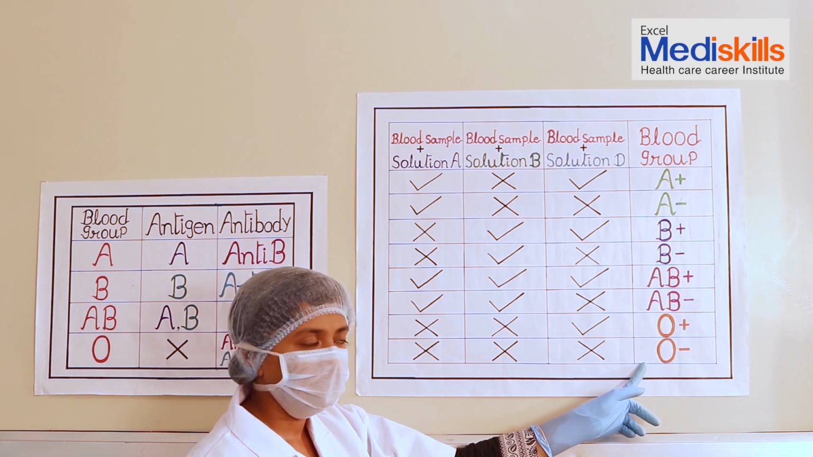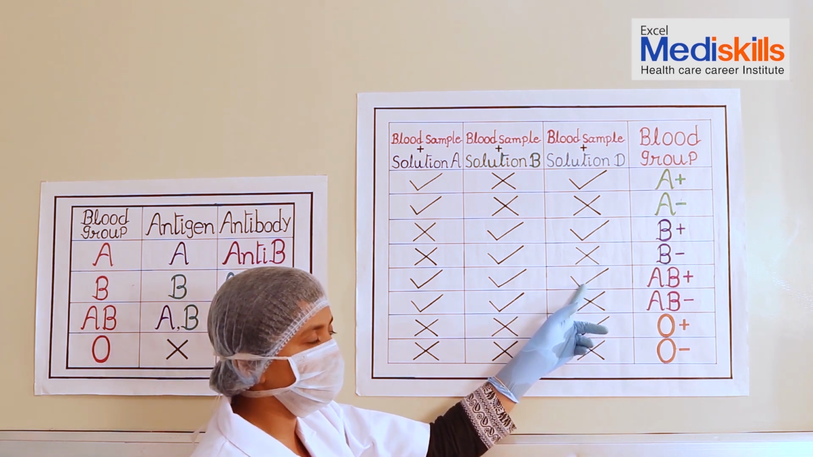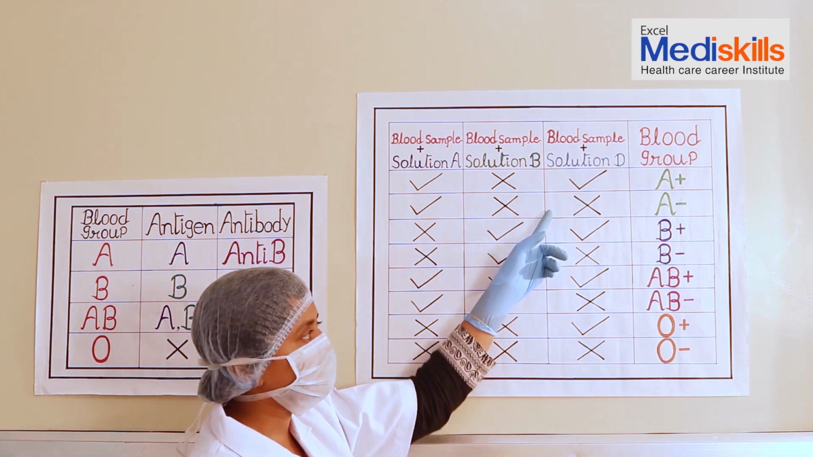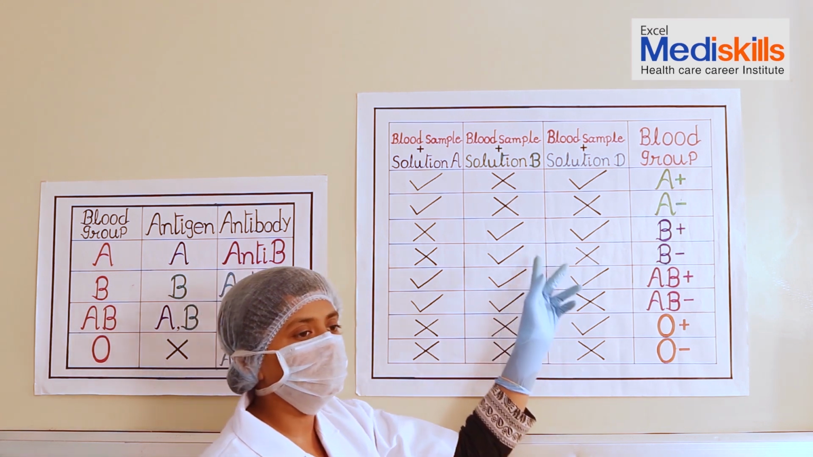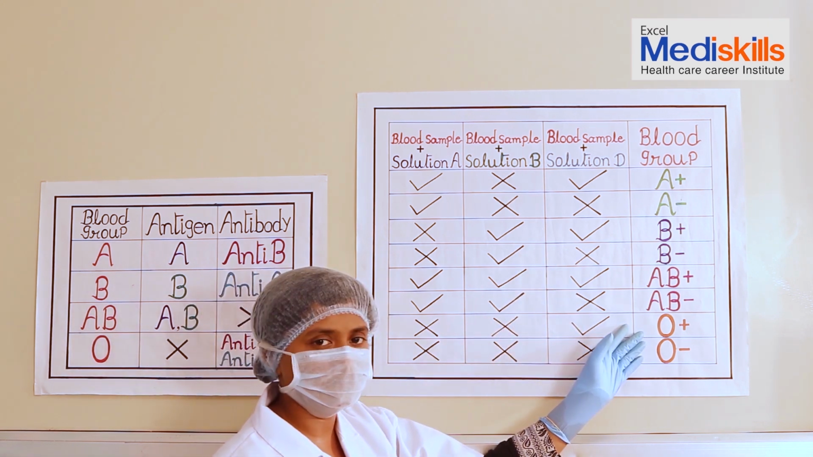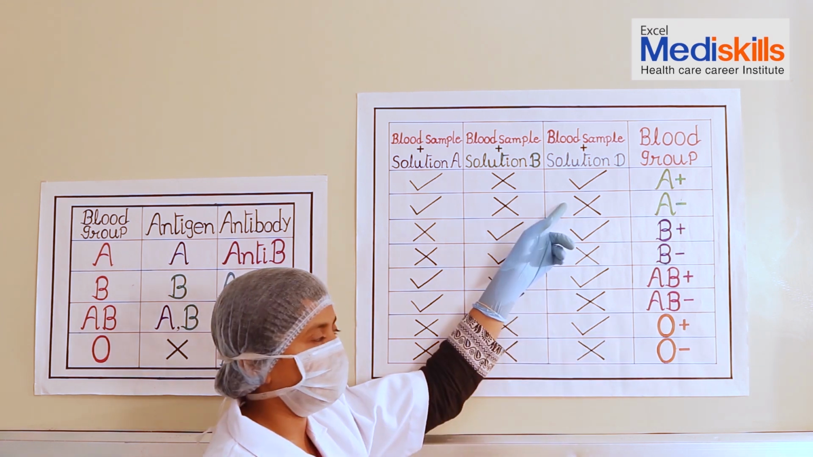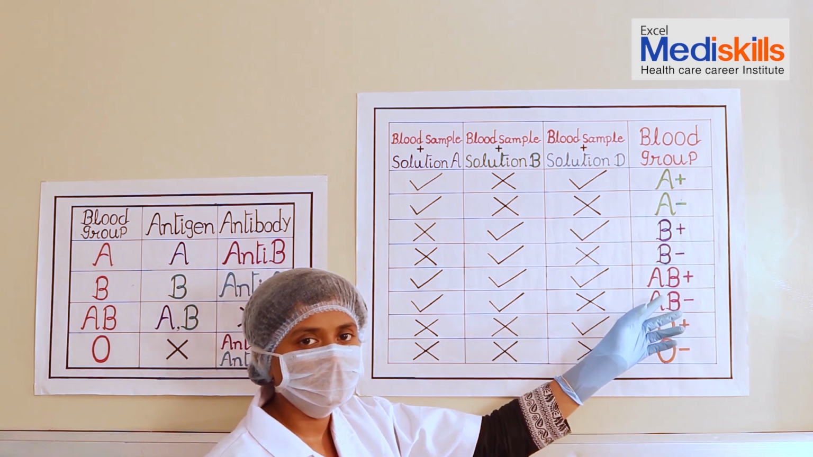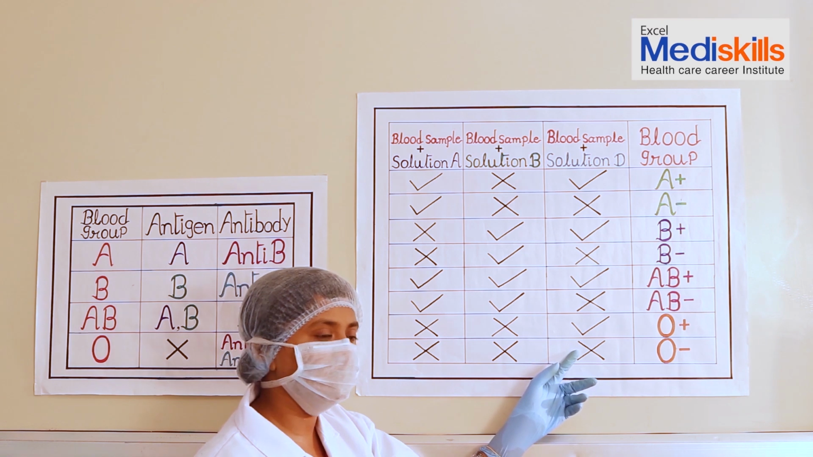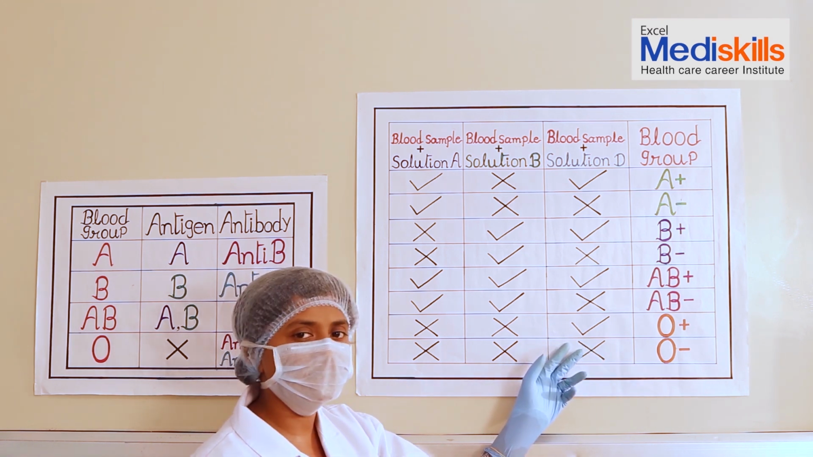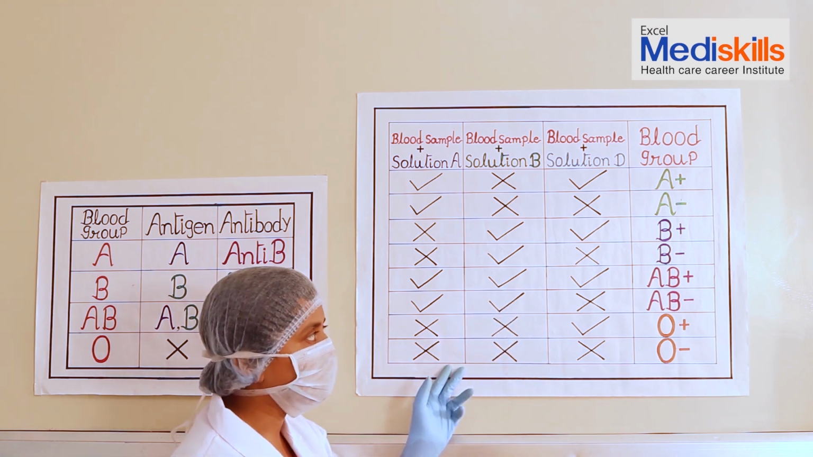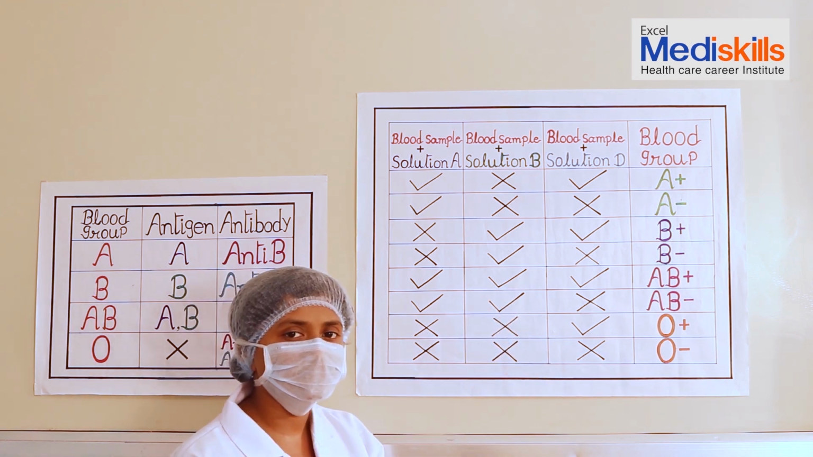Lastly, in the case where solution D is used, where we see clotting, those are positive blood groups. And where clotting is not observed, those are negative blood groups. So if Rh factor is present, then the blood group is positive. If Rh factor is absent, then the blood group is negative. So we can detect the blood group of a patient in this process.